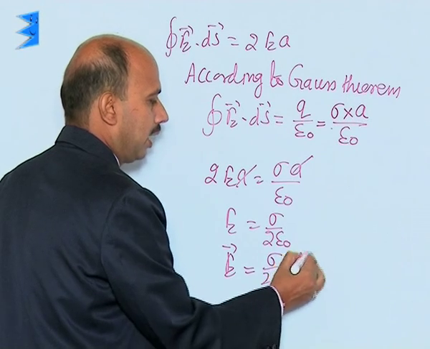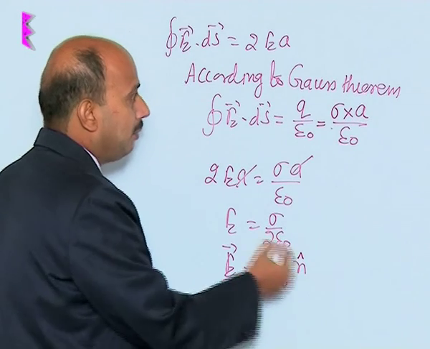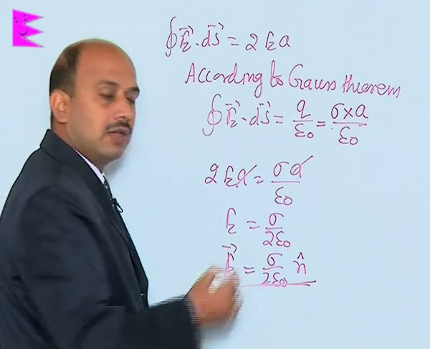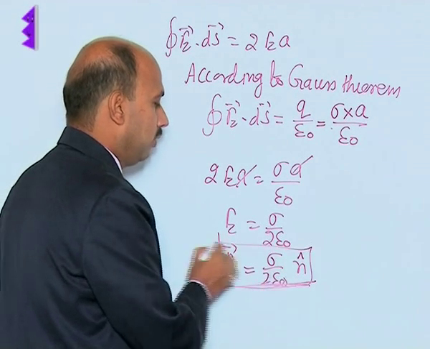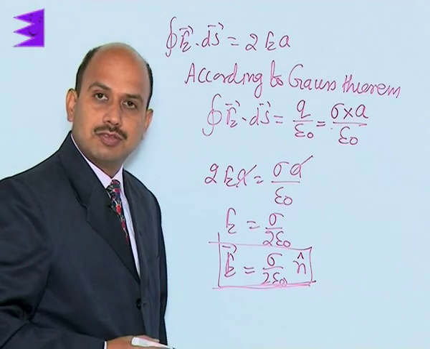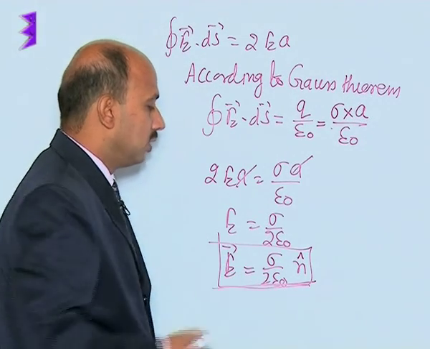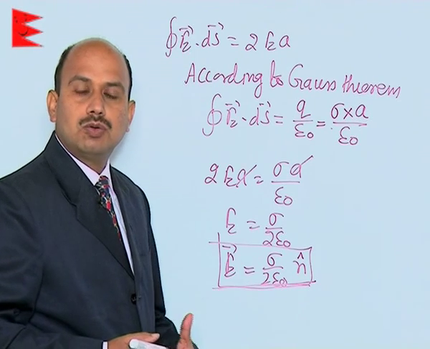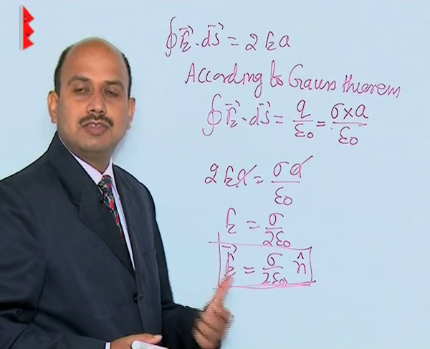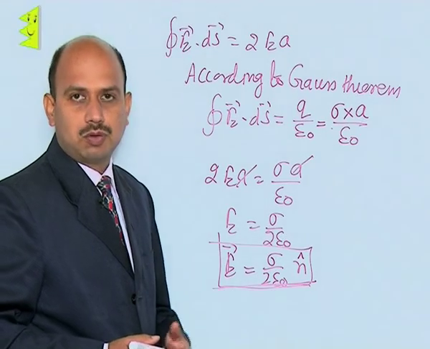n cap. N cap is perpendicular to the sheet and in outward direction. So, this is the electric field, which is independent of the distance and basically depends on the charge density. So, we have calculated electric field intensity due to a thin plane sheet of charge using Gauss theorem.